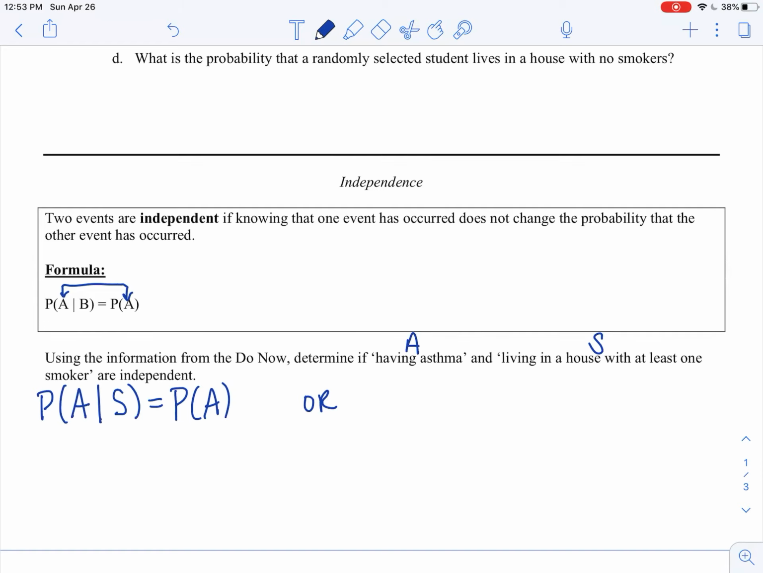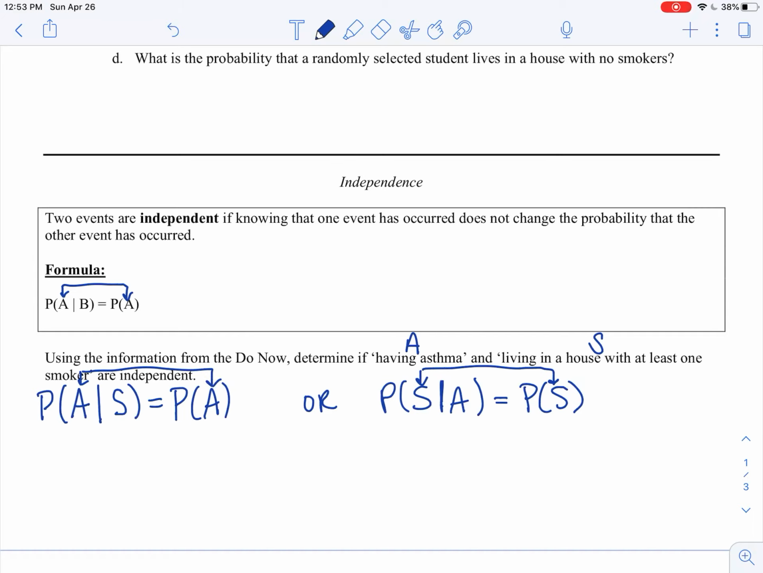Now, I will just say before I do this calculation, I can switch the order of the letters. I can make it probability of S given A. Okay, it doesn't have to be in any specific order, but I would then be checking against the probability of just S by itself, because that's the very first letter in that given probability. Okay, so you always match up the first letter in the given with the probability by itself, and then you see what happens. So let's do probability of A given S.